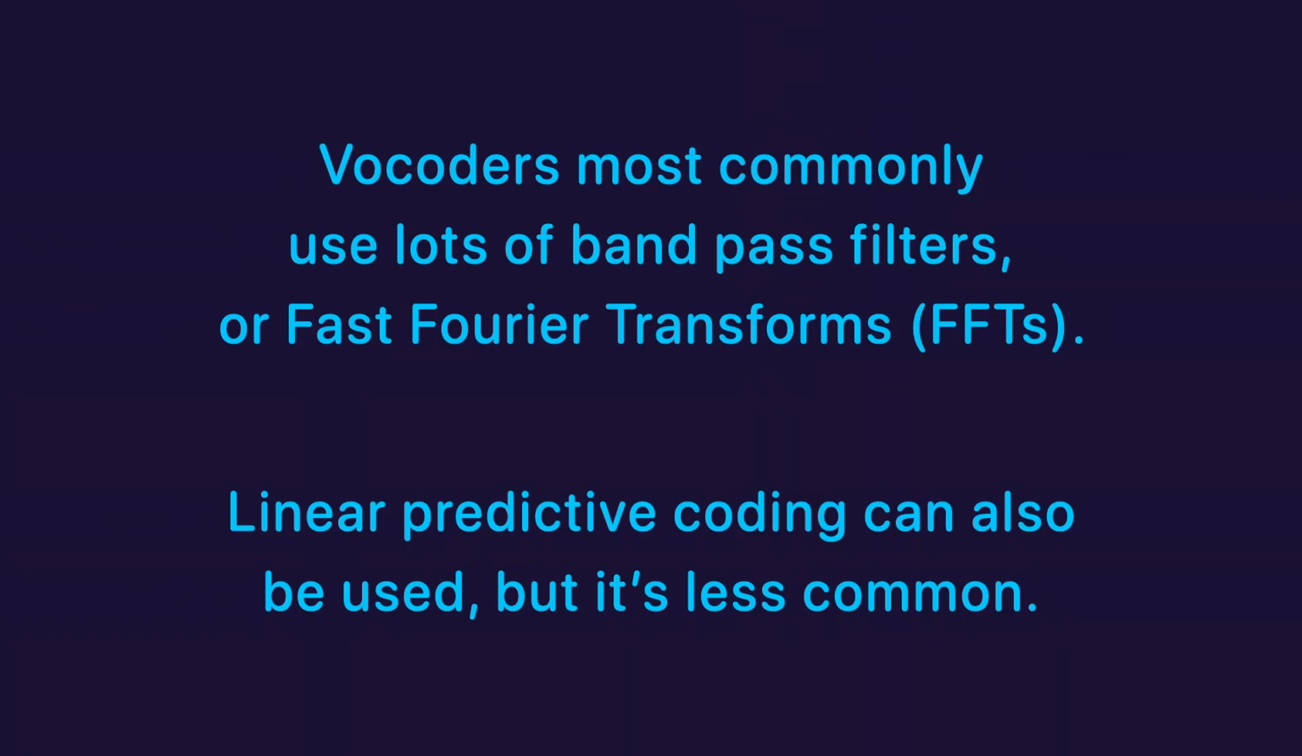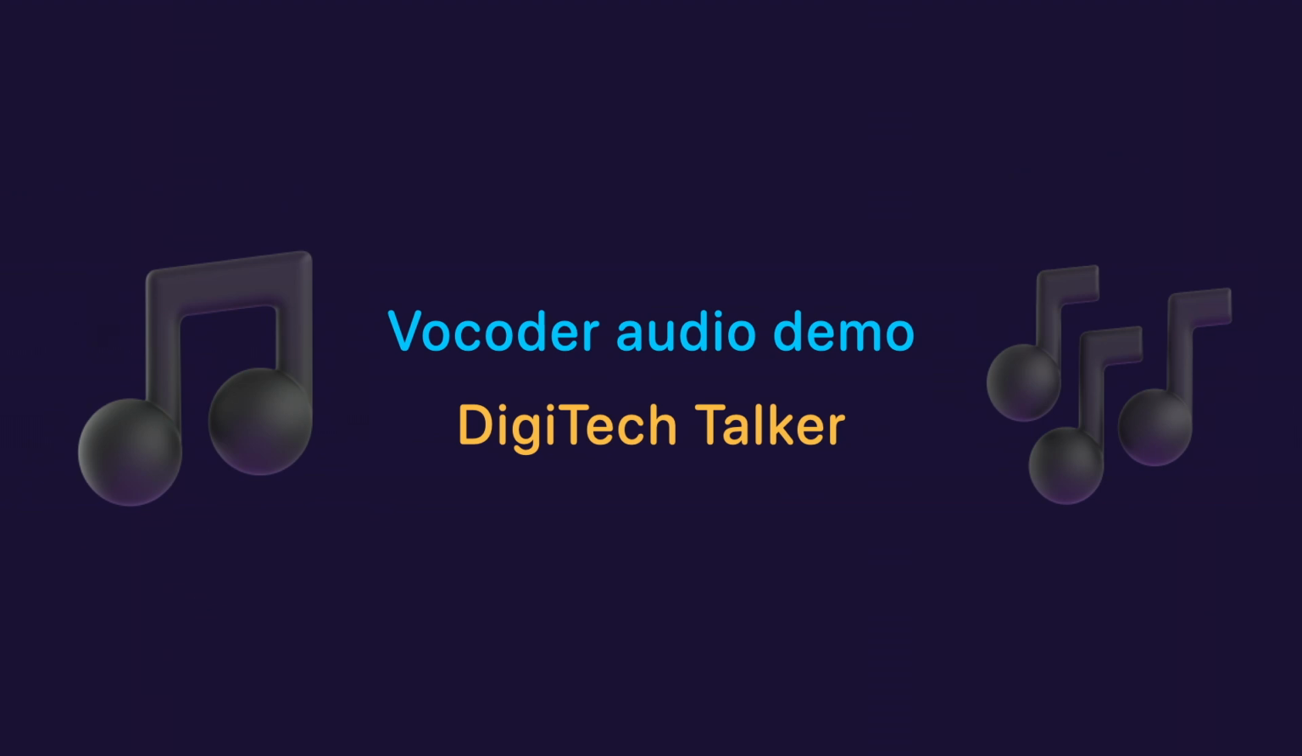So vocoders commonly use lots of bandpass filters. You can build them with fast Fourier transforms, if anyone knows what that is. Doesn't matter if you don't. There's another method called linear predictive coding that can also be used. This is the interesting one we're going to be looking at today. This technique was created for cell phone telephony, I believe. And it does the same thing where there's an algorithm that figures out the frequency response of the input, and then you can use that to filter something else. This model, the DigiTech Talker, uses that technique. It uses linear predictive coding, so we'll have a listen to that.